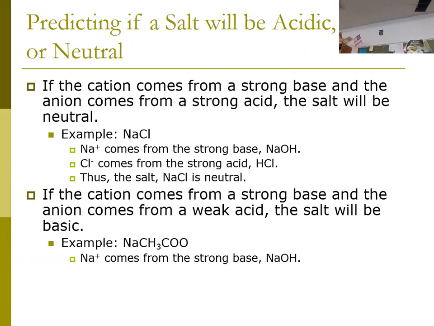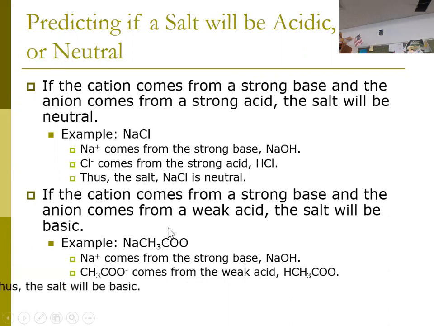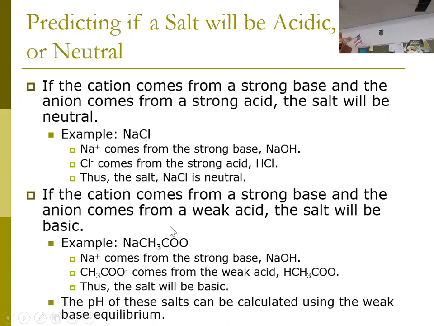Would it be more basic or more acidic? Sodium acetate comes from a strong base and a weak acid. So would the salt, sodium acetate, be slightly acidic, slightly basic, or neutral? More basic. Why? Because the salt comes from the base. If the cation comes from the strong base, the base wins out. So there's more base pulling. And I'll work some more examples.